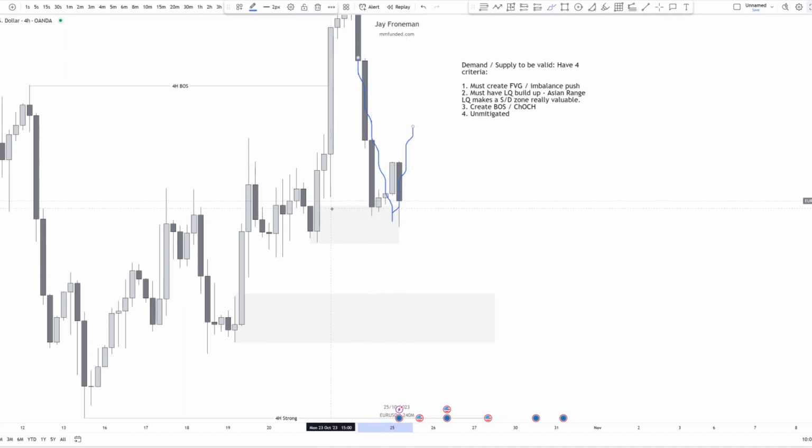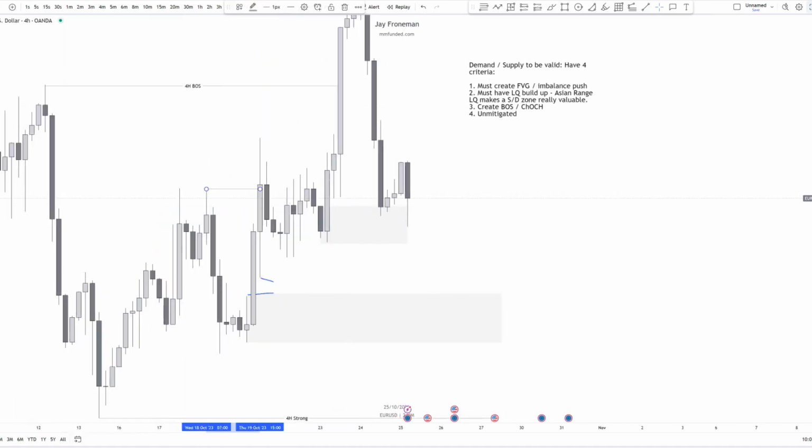into that zone. For example, this zone was mitigated today, and over here we have a further down, more extreme, unmitigated zone that has created the fair value gap, which we call an inefficient or imbalance push, the break of structure to the upside, and the overall 4-hour break of structure to the upside. So this would be a 4-hour internal break of structure. And we do have resting liquidity below the zone. So we have valid liquidity to potentially sweep into the zone and continue a reaction from there.